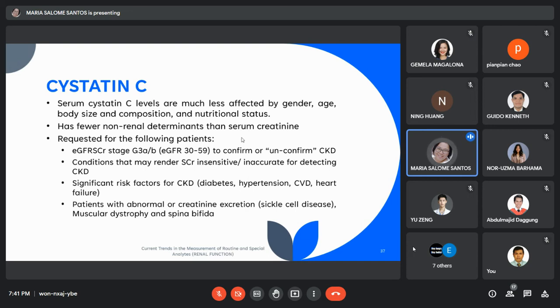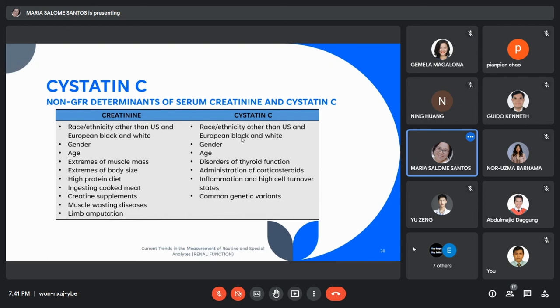Also, for patients with abnormal creatinine excretion, like in sickle cell disease, muscular dystrophy and spina bifida. The following are the non-GFR determinants of serum creatinine and cystatin C.